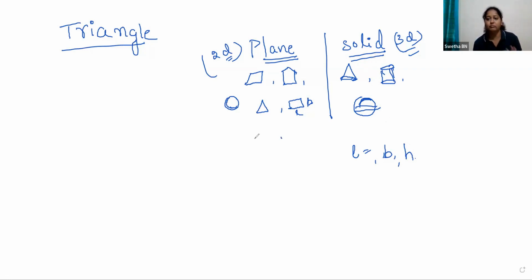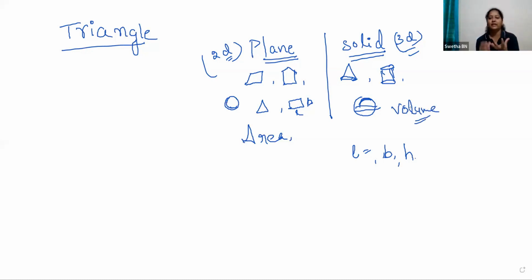So another difference is that plane figures do not have volume. Can you fill anything inside the blackboard? No, ma'am, you cannot fill anything inside that. You can write on the board. What is that region called? That is called area, surface area. So here it has volume, children.